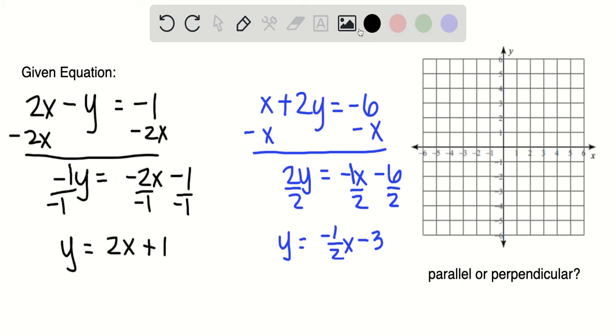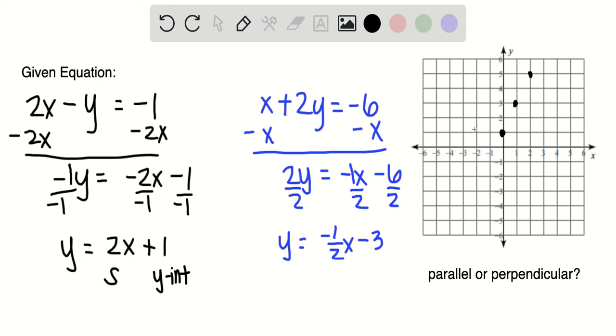Now let's go ahead and graph to determine if these are parallel or perpendicular or neither. The first one says y is equal to 2x plus 1. My slope is 2 over 1, and my y-intercept is positive 1. So for my y-intercept, I'm going to go to positive 1 on the y-axis, and then my slope will be rise 2, run 1. Rise 2, run 1.